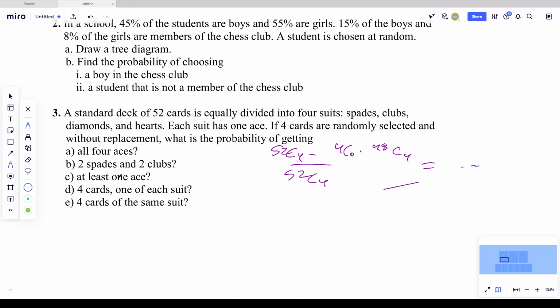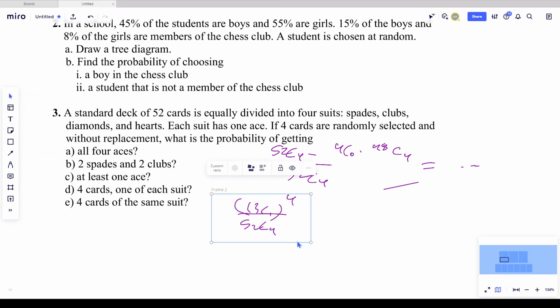4 cards, 1 of each suit, so you will pick 1 spade, 1 club, 1 diamond, and 1 heart. Reminds me of Kingdom Hearts. Anyways, 1 from each suit, so you just do 13C1, 13C1, 13C1, 13C1. Since you're multiplying them all, might as well just raise it to the power 4. Let me double check something. To the power 4. Okay, yeah, it seems reasonable. Over 52C4.